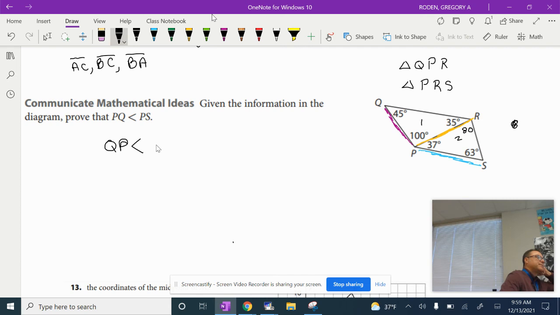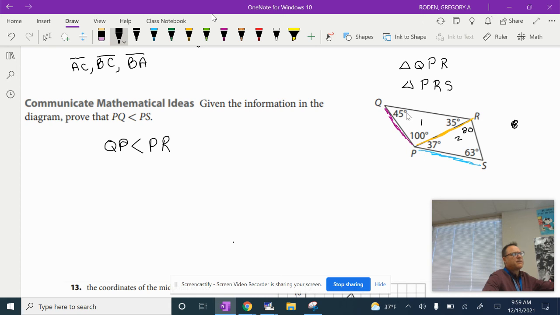Is it PR? I don't know. Why would it be PR, Will? I'm not saying you're right or wrong. Explain why you're saying PR. I don't know. Okay, Will, the smallest side lies opposite the smallest angle. Do you see that in this triangle 1, 35 is the smallest angle, right? Yes. So QP lies opposite this 35. See that?